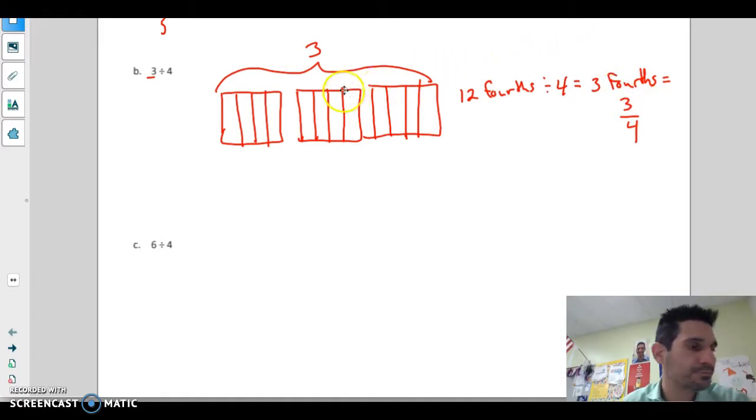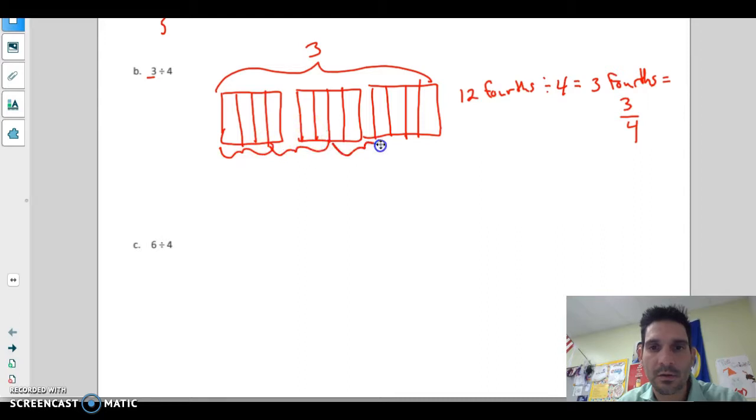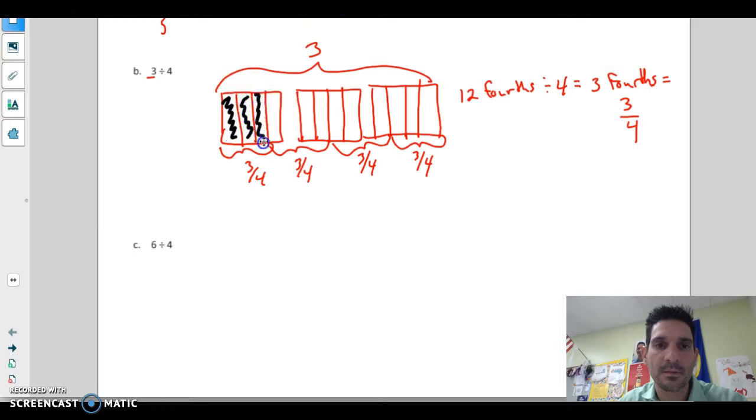Okay, what I can do is 3 out of 4, so here's 3. 1, 2, 3. So here's 3/4, 3/4, 3/4, 3/4. Okay, so if I was to do colors, this is 3/4. This is 3/4. Oh, I'm sorry, no, wrong color. Okay, purple. And then yellow.